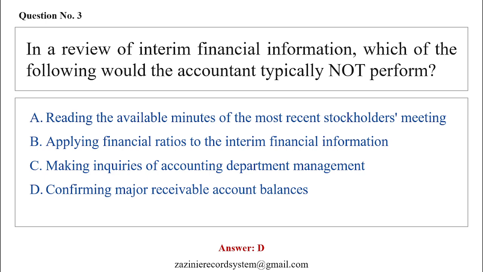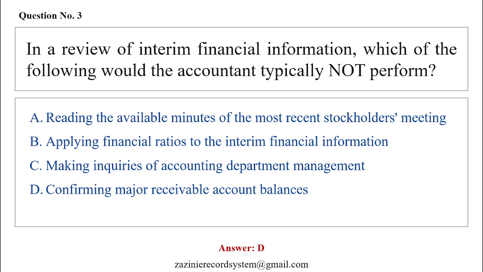Explanation. Letter D is correct because confirming receivable balances directly with outside parties is a substantive audit procedure, well beyond what a review calls for. Reviews rely on inquiry, analytical procedures, and reading available records, not on that kind of direct outside verification.